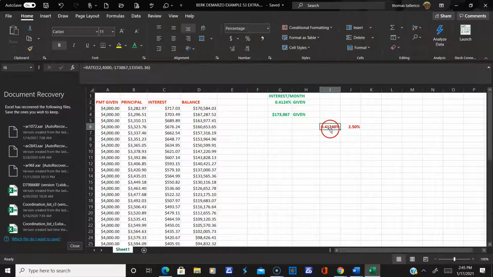And when you convert it to a percent, you can take that and go back the other way, take 1 plus I6 to the 6th power. I use the caret symbol, minus 1, and I get 2.5% for 6 months. All right, so I just wanted to show you how you can do that problem in Excel.